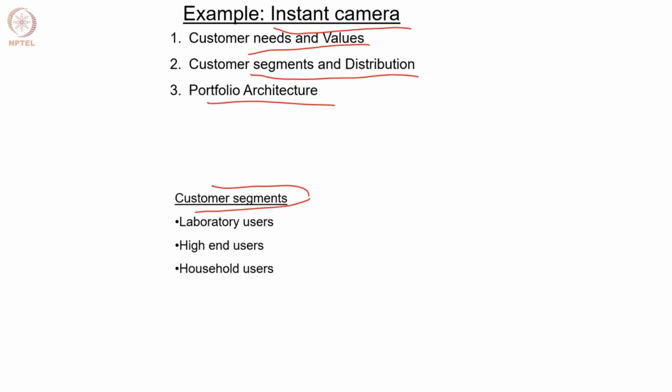One is the laboratory users, who will be using it for taking photos of experiments or the output coming out of an experiment. So, it is more of a scientific application. The other one is the high end users who are ready to keep one for their home, and want to take it with them for very many professional kinds of applications. And the others are the household users. They are not very high end users, they do not want to spend too much money on that, but still they would like to have something like that. Those are the 3 segments of customers. So, we can look at these 3 customer segments and then identify the variation in their needs and values.